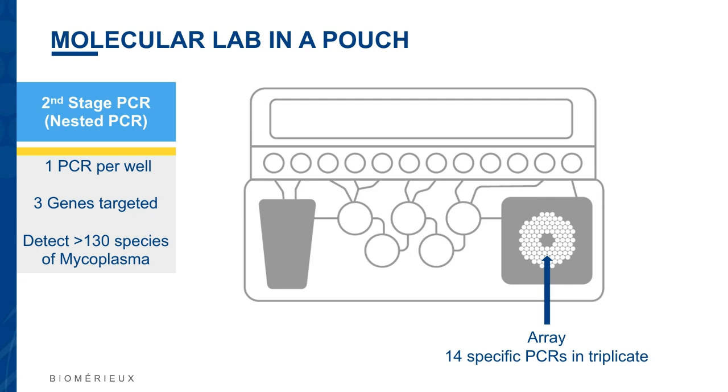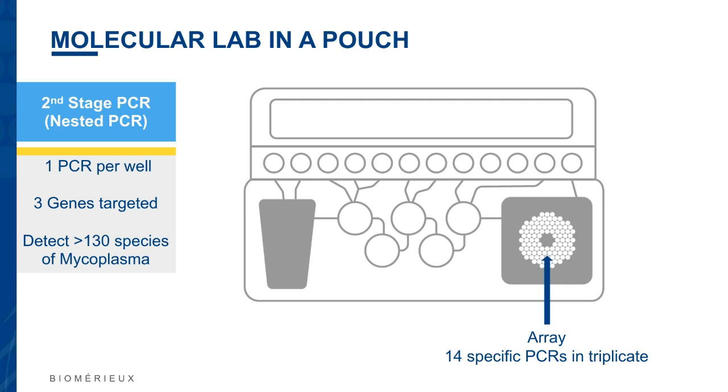After the first PCR, the product is diluted and distributed in the array, in which we have 14 specific PCRs that are performed in triplicate. And this second stage PCR will amplify the inside of the original amplicon that has been amplified from the first PCR in order to increase the sensitivity and really identify the specific genes related to these different mycoplasmas.